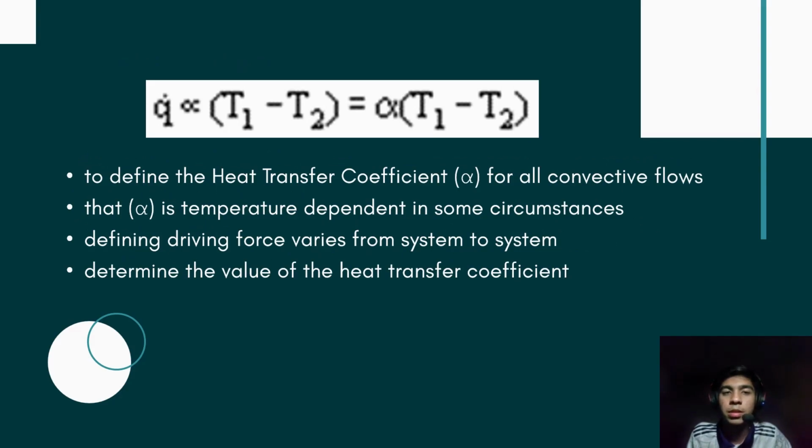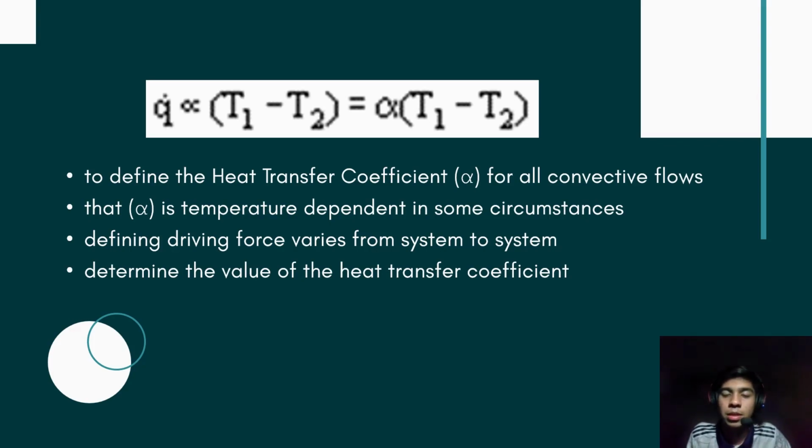If the energy lost from the hot body to the cooler fluid is supplied by a heat flow Q such that T1 remains constant, the steady-state form of Newton's law of cooling is as follows: T1 minus T2 equals alpha T1 over T2. This rate equation is commonly used to define the heat transfer coefficient alpha for all convective flow involving heating or cooling. It should be noted that alpha is temperature dependent in some circumstances and is therefore not a linear function of the driving force.